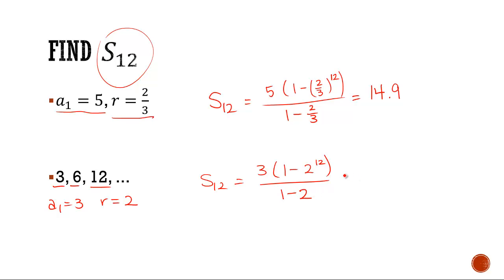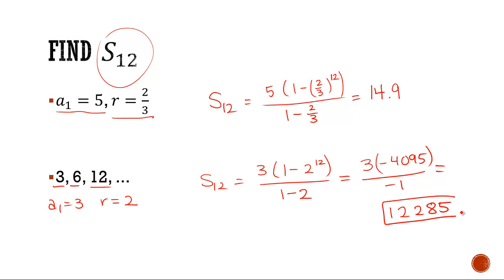minus the rate. And so that gives us 3 times negative 4095 over negative 1. So it's really just 3 times 4095, which is 12,285. Isn't that much easier than finding all the numbers and then adding them?